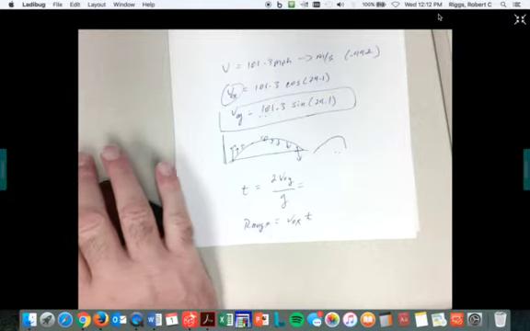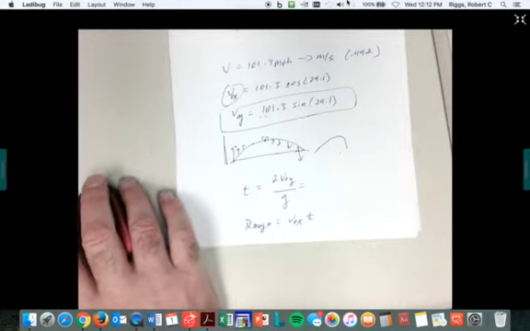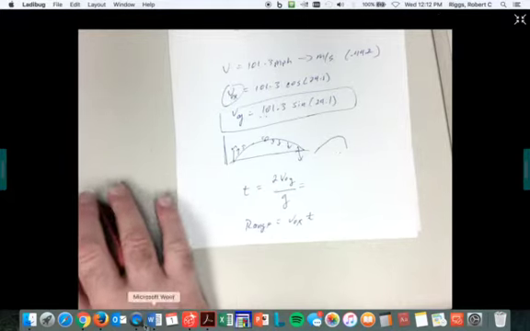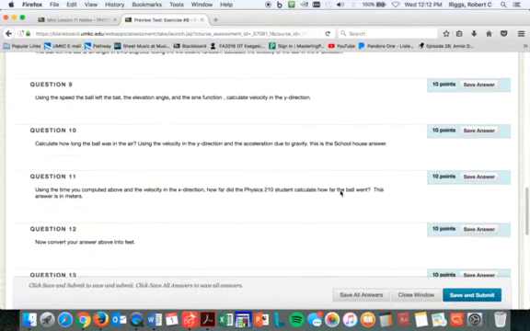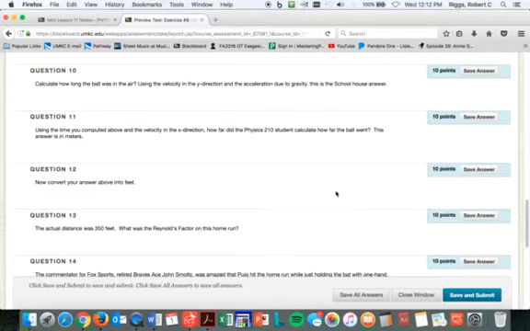Now it starts to get a little bit more tricky, as we go on with the test here. All right, so let's take a look at what else we got here. Convert your answer to feet. So this range, remember that range is going to give you the answer in feet. Convert it to feet. Now the actual distance was 350 feet.